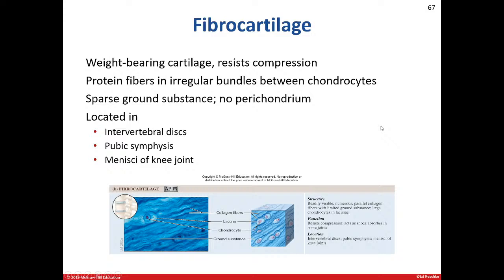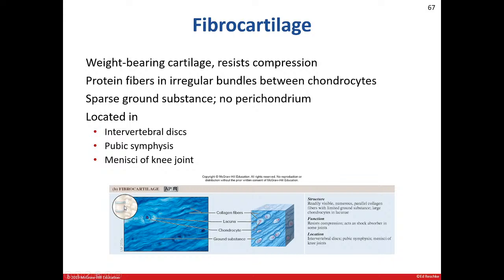All right, so fibrocartilage is a weight-bearing cartilage. It resists compression. The protein fibers are arranged in irregular bundles between the chondrocytes. And if you look down here, you can see those irregular bundles, that wavy, rough look. Okay. And because this is good at resisting compression, you're going to find it in the intervertebral discs. These are the discs between the vertebrae in your spinal column.